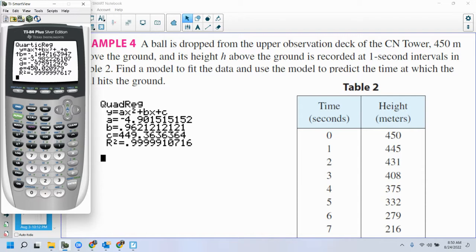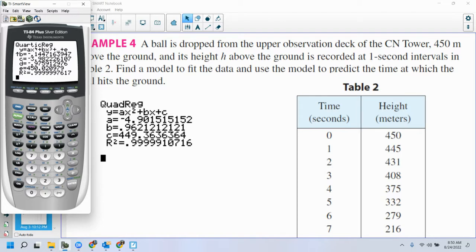Am I asked to find an x value or a y value? I'm asked to find an x, right? I'm asked to find a time. What time will the ball hit the ground? What time will the ball be at 0 meters? There's a couple different ways to do this. I could do this very algebraically.